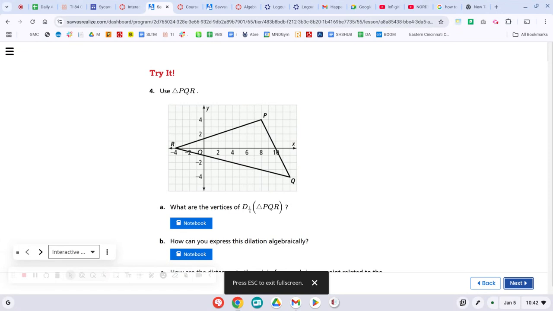So if we want to dilate this by a 4th, if I did it very quickly, the point -4, 0 will become -1, 0. Don't save that, just draw it. The point 8, 4 will become the point 2, 1. And thanks for using nice numbers. The point 12, -4 will become the point 3, -1. And now if I draw this accurately enough, you can see that that red triangle has been dilated by a factor of 1/4.